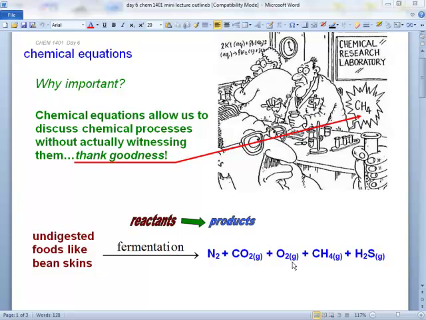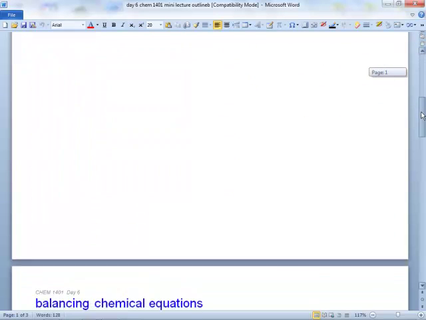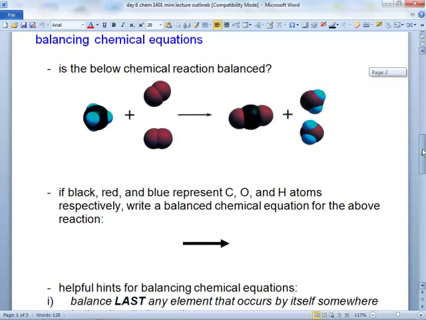What's the name of this one? Methane, natural gas, right? Which one makes it stink? The H2S, the hydrogen sulfide. Whenever you see sulfur, think of stink. Our nose does not like the smell of sulfur compounds. Okay. So you can talk about some nasty stuff without even actually witnessing it.